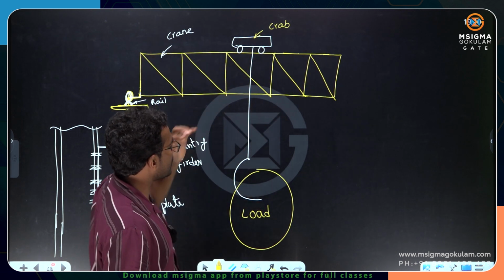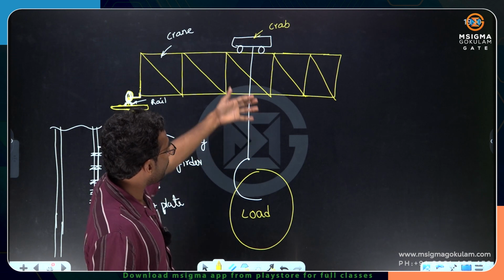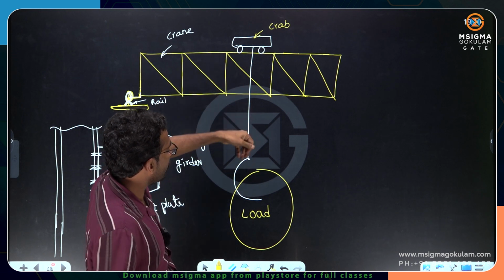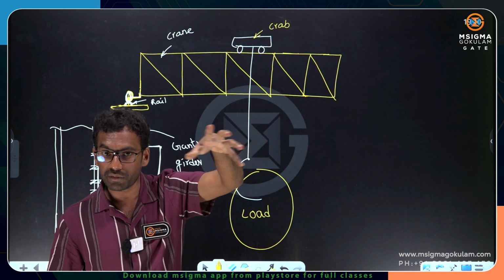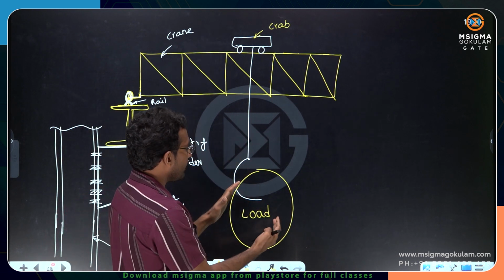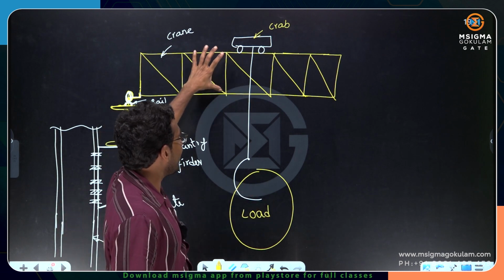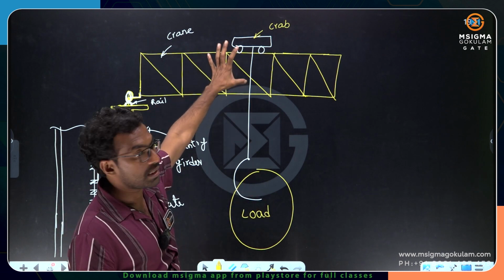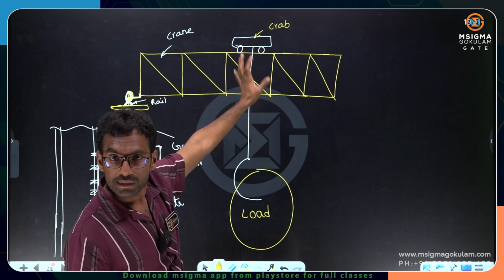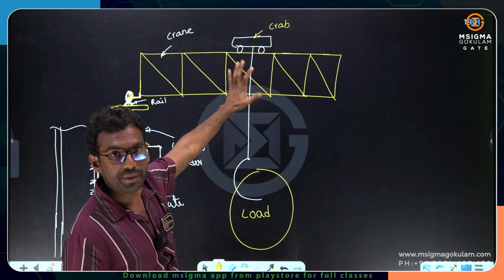Imagine an industry. You want to shift heavy loads from one place to another place. For that, we require a crane. A crane is required because it has enough strength to bear that kind of load.